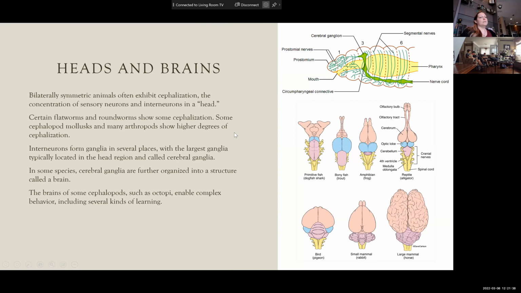So, heads and brains. Bilaterally symmetric animals often exhibit cephalization. What's cephalization? The segmentation? Part of it, but what is it specifically? Putting a lot of the sensory organs on the head. Putting everything at which end of the animal would that be then? Ventral? Ventral, yeah, but what else? The anterior. Say it, anterior end. So basically, cephalization is the concentration of your sensory organs at the anterior end of your animal.